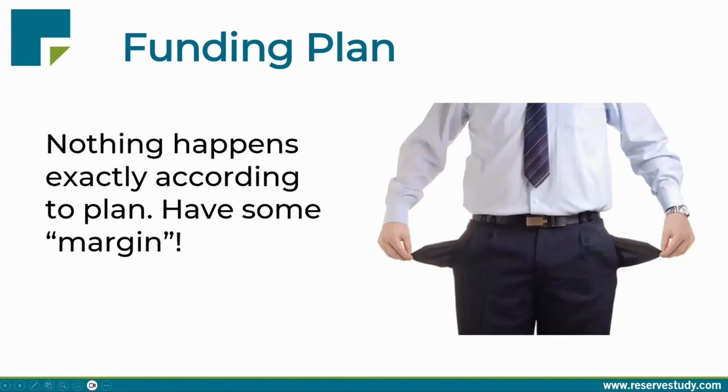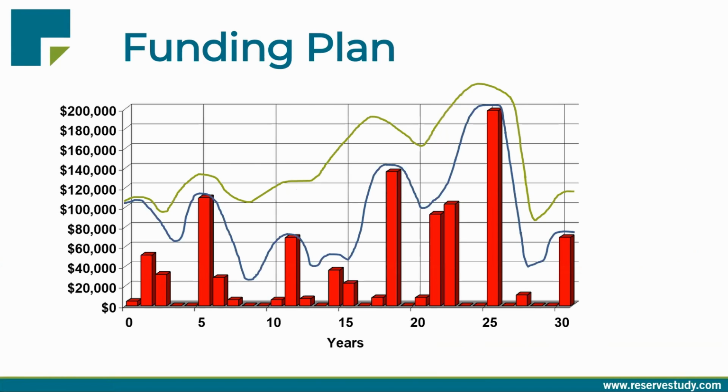But another reality of this world that we live in is that nothing ever happens exactly according to plan. You need to have some margin. On that prior chart, some of those expenses are going to be a little more than expected. Some of them are going to occur earlier than expected. So you don't want to run your plan too tight. You want to make sure you have some margin, and that means there is a lot of value in giving yourself a little bit of extra room here to allow for things that don't occur exactly according to plan.